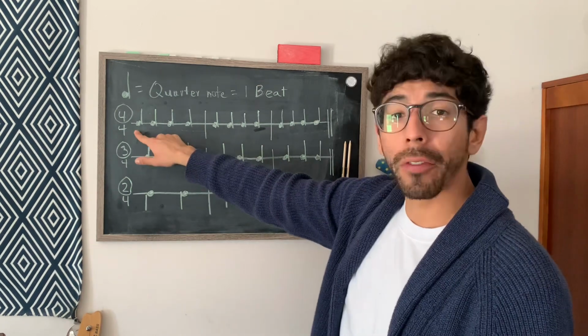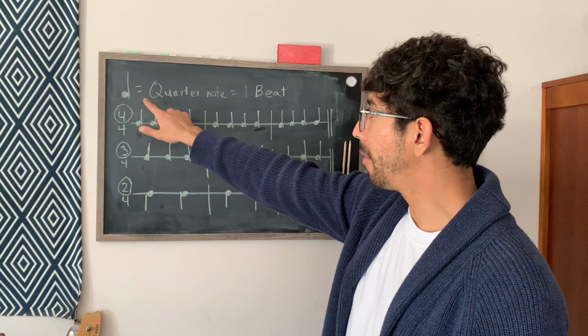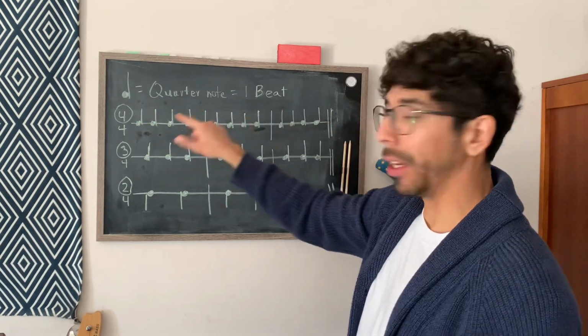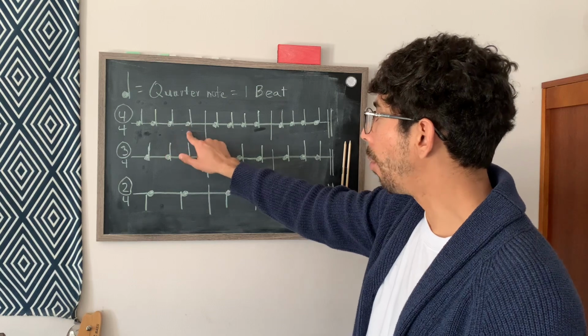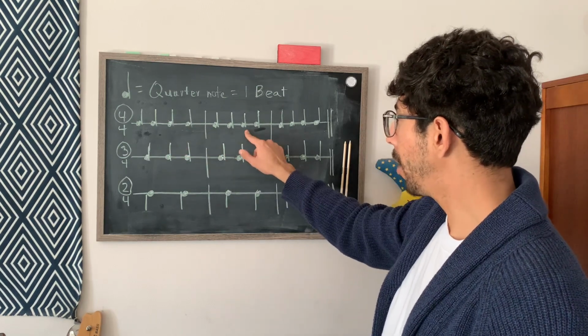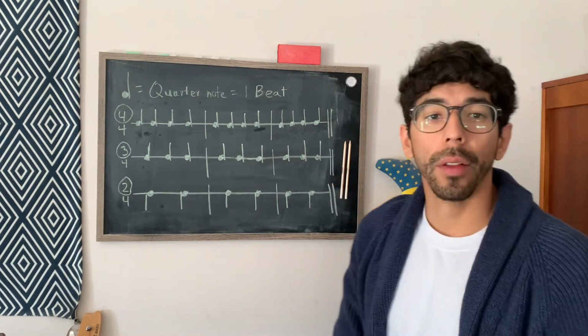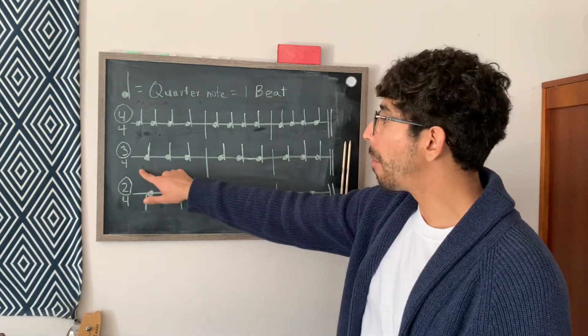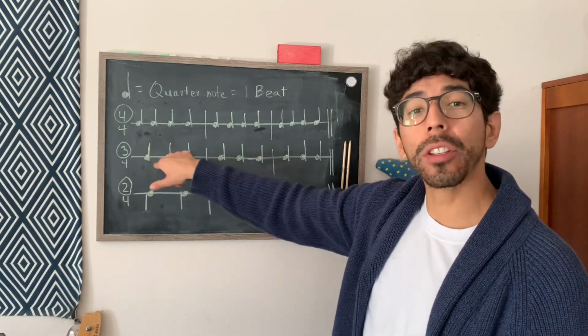So if we're counting 4/4, it's going to have 4 beats per measure. So if a quarter note equals 1 beat, it's going to have 4 quarter notes. 1, 2, 3, 4. 1, 2, 3, 4. Now, if we change that top number to say 3/4, now each measure is only going to have 3 beats.